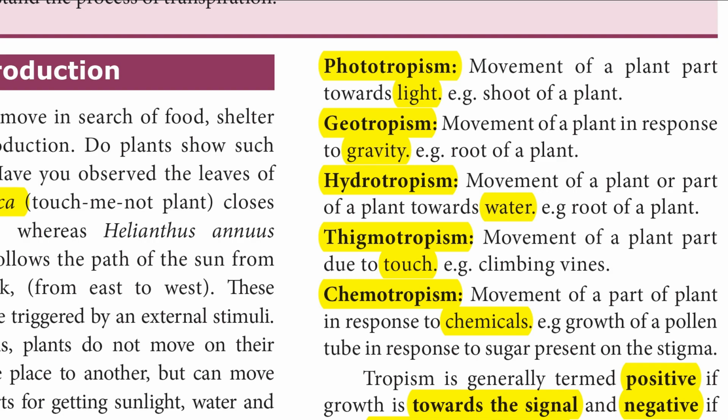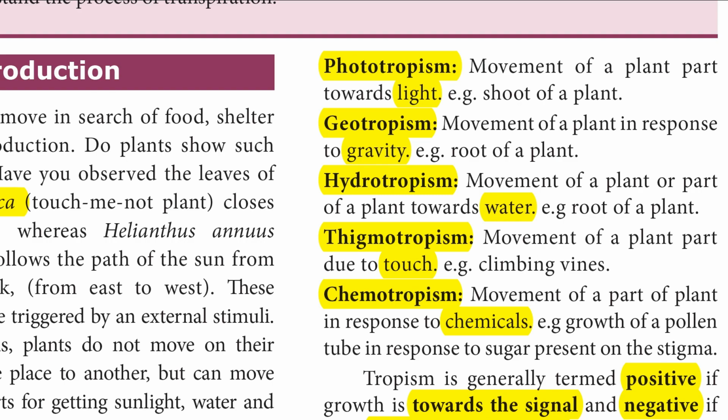Phototropism, the movement of the plant part towards the light. Example, shoot of a plant. Geotropism, the movement of the plant towards the gravitational force. Roots of the plant always grow towards the soil, the earth. Hydrotropism, it is a movement of the plant part towards the water. The root of the plant moves towards the water source to absorb the water for the growth of the plant.